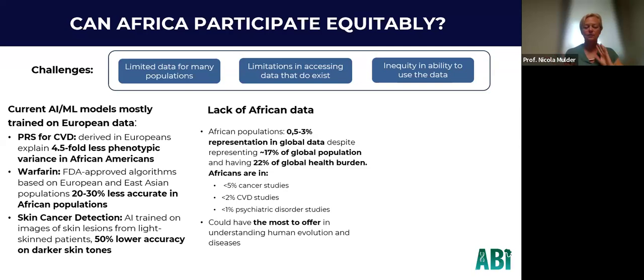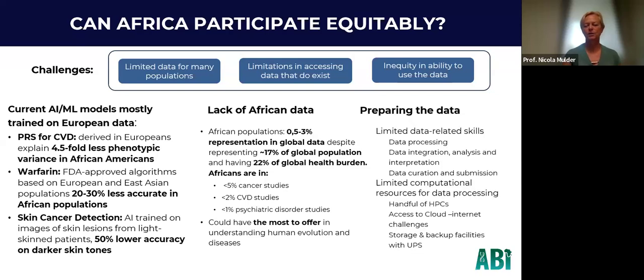Generally, if you look at all different data sources, between 0.5 and 3% representation of Africa in those global resources. That is just not acceptable, given that we have 17% of the global population and, of course, 22% of the global health burden. So it's just this huge inequity in being able to use the data and find the data. Africans have been involved in less than 5% of cancer studies, less than 2% of cardiovascular disease studies. And yet the African populations are the most genetically diverse on Earth. So much to gain from them, but not enough data.